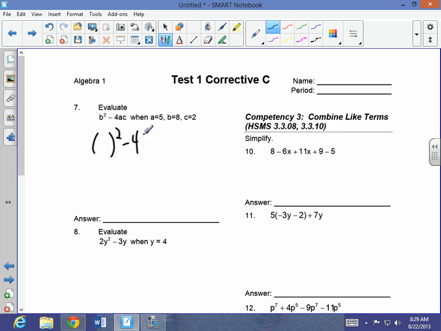Squared minus 4AC. All right, B is 8. A is 5. C is 2. Okay, 8 squared. What's 8 times 8? 64 minus 20 times 2, so that is minus 40. Negative 4 times 5 is negative 20. Negative 20 times 2 is negative 40. 64 minus 40 is 24. Yep, there we go.